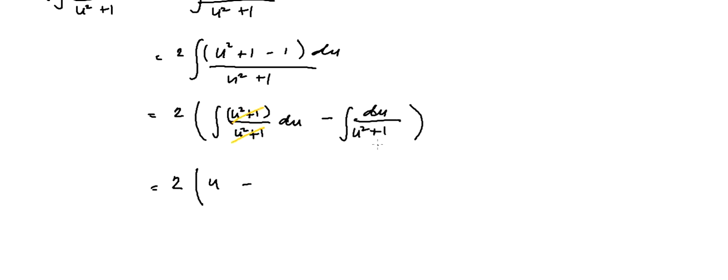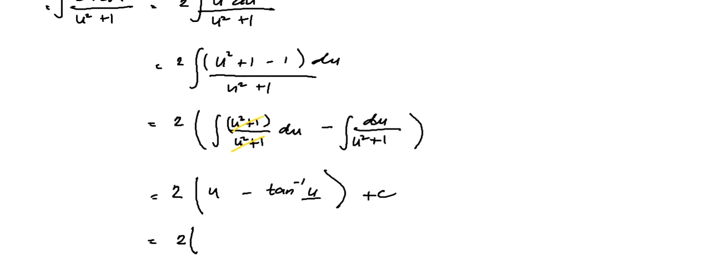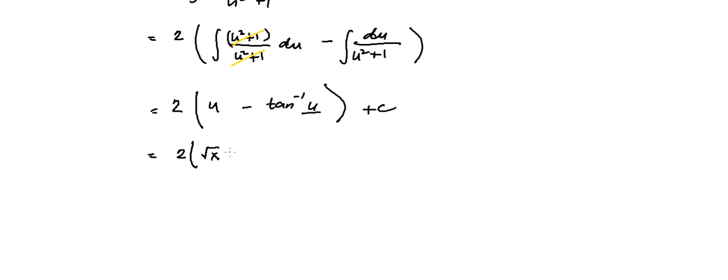So this leads to the inverse trigonometric function, which is equal to 1 over 1. So we have 1, then arctangent of u all over 1, or arctangent of u. Then our plus c. So all in all, we have 2 multiplied by the value of u, which is the square root of x, minus the arctan of the square root of x, and then plus c.